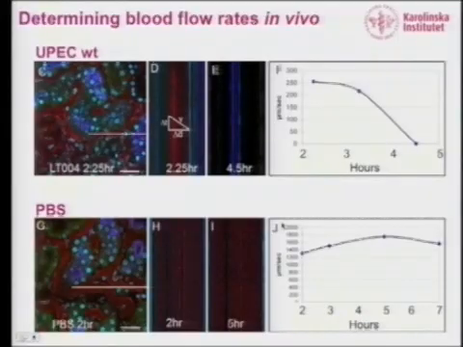So we want to determine now the rate, how quickly do the red blood cells move in the vessels at the infected and non-infected organ. And so you see here we have used the UPEC, the wild-type bacterium, and we use the PBS injection as our control. And what you notice now, if we can maybe make it a bit darker, I hope we can see, maybe we cannot.